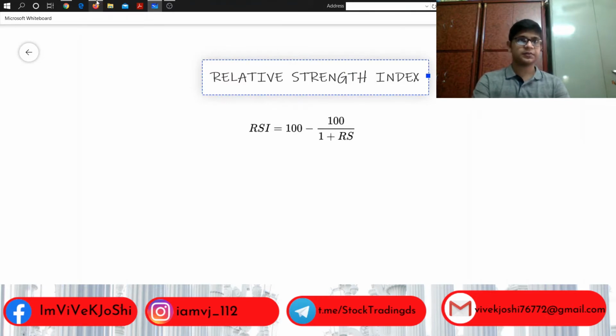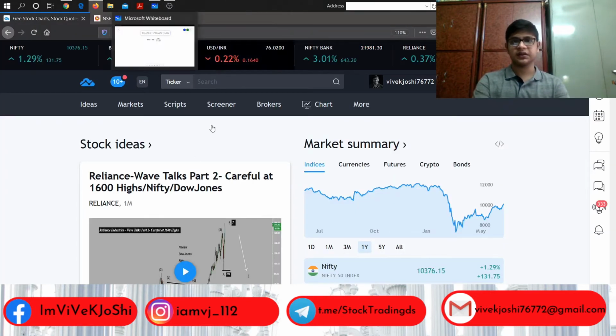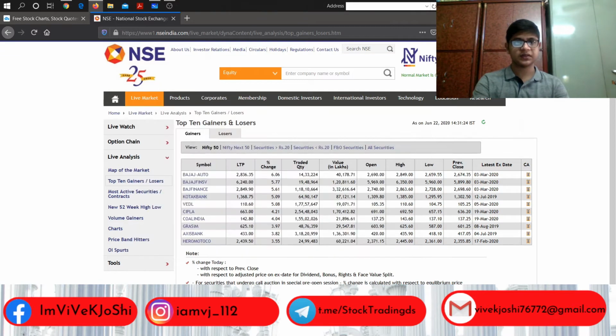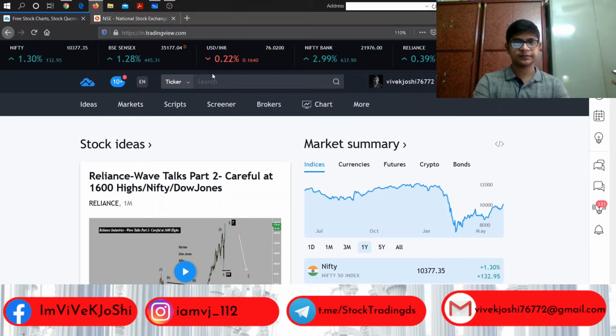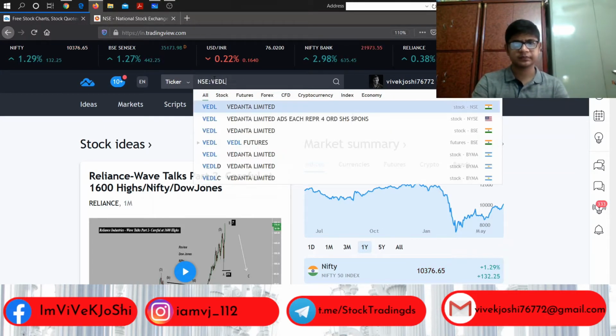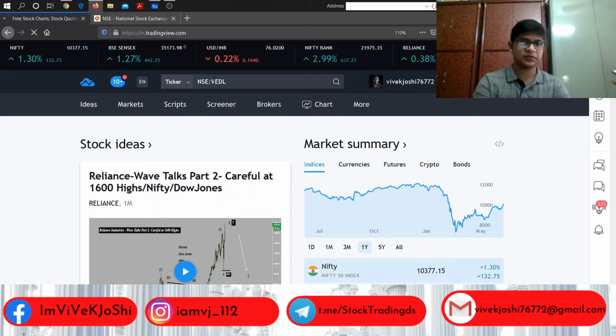Now let me show how to use the RSI indicator. Currently I will use tradingview.com, and I am going to the NSE site. Here the top gainers and top losers, all the charts are given. Today suppose I am taking VEDL, I think it's Vedanta only. Let's check the stock. Yeah, it's Vedanta only. I don't use the stock much.